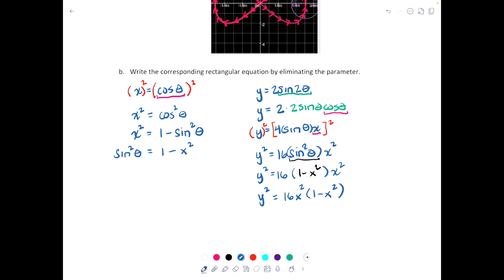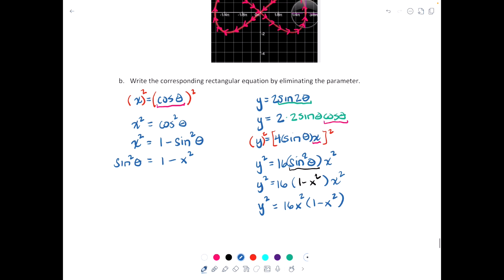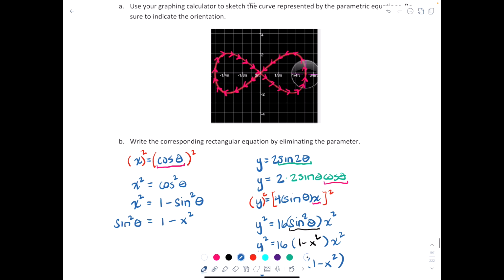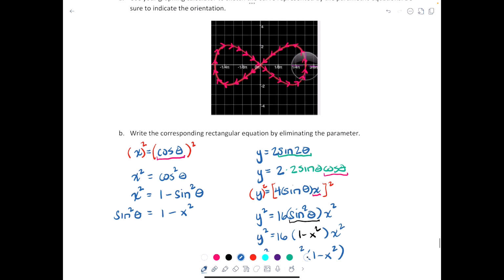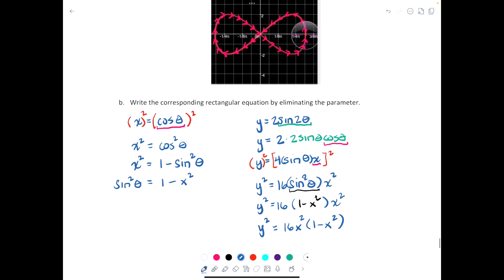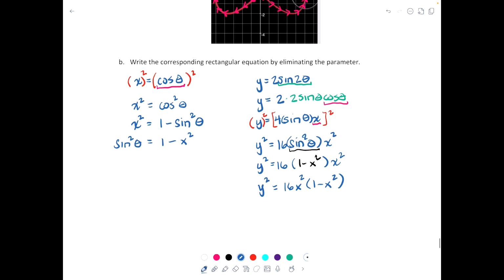You got this. Now we have to think about the domain, right? The domain of our plane curve is the range of x. x is equal to cosine theta. The range of cosine theta is -1 less than or equal to x less than or equal to 1. Cool? And we are all done.